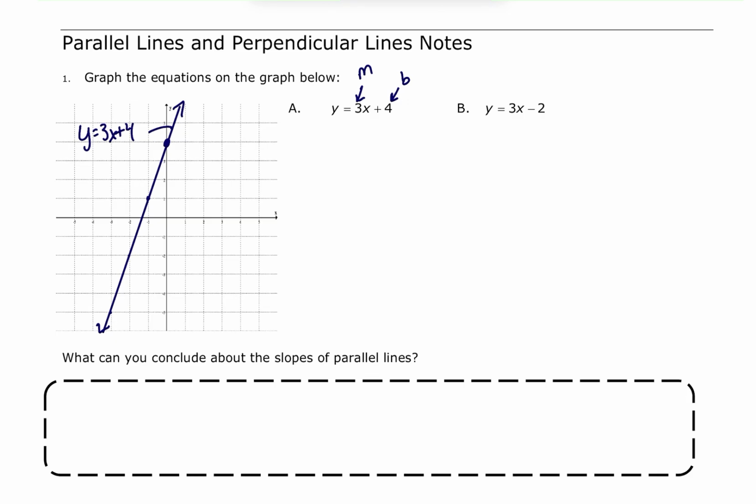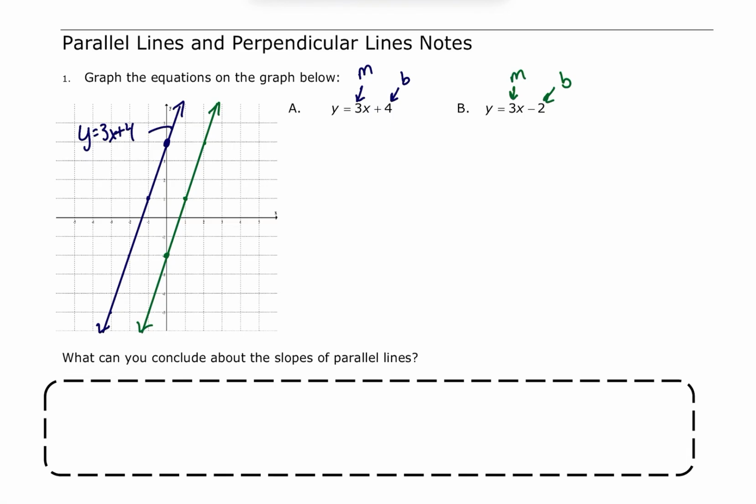So let's look at our next equation. We have a slope of 3 again, and our y-intercept this time is at -2. So this time we're going to go down 2, and then we're going to go up 3 over 1 to graph our line. It's going to look something like that.